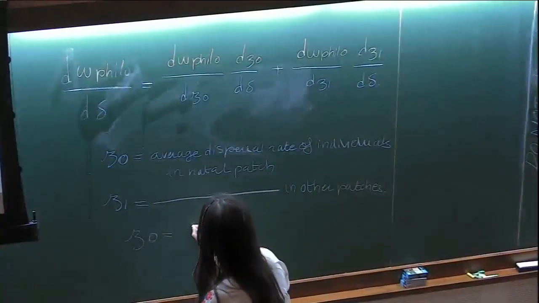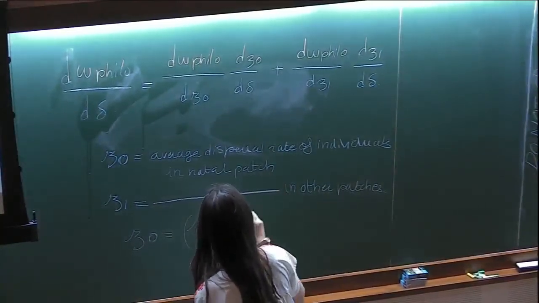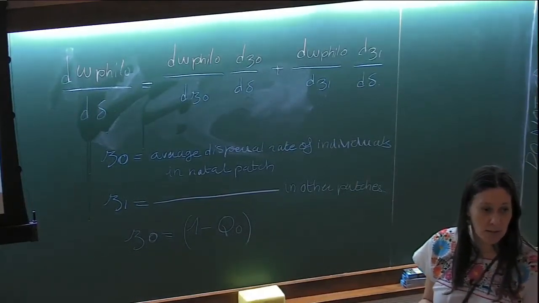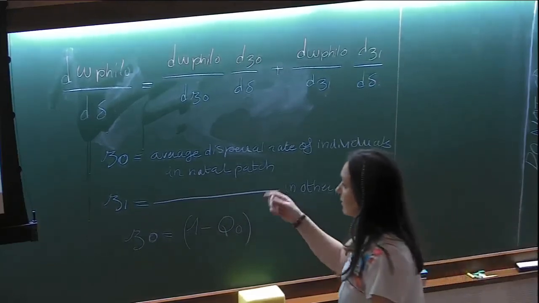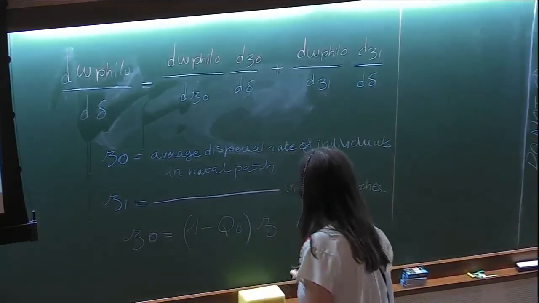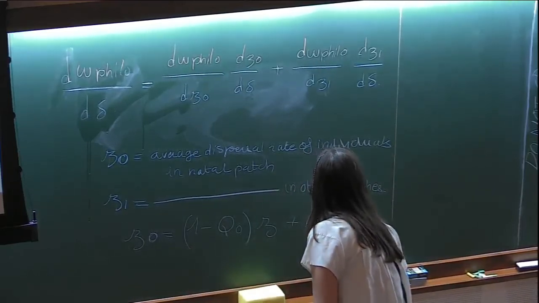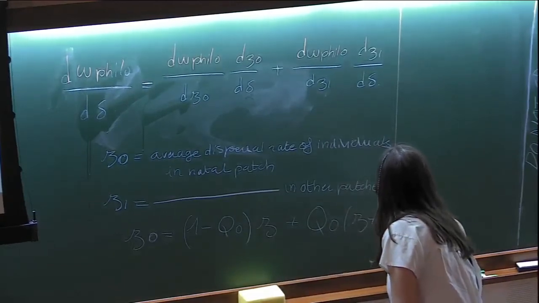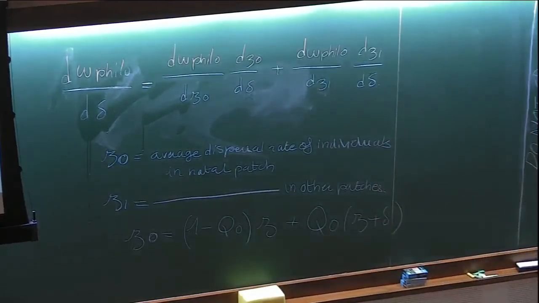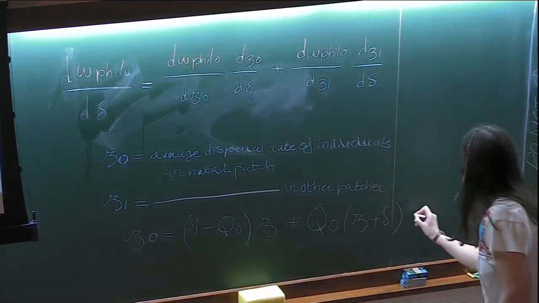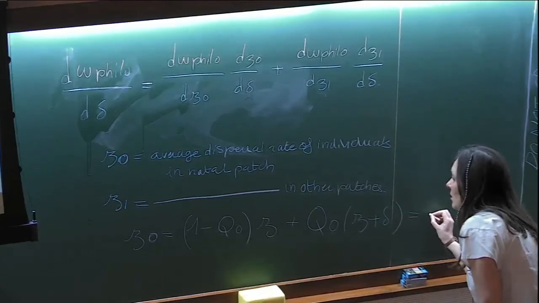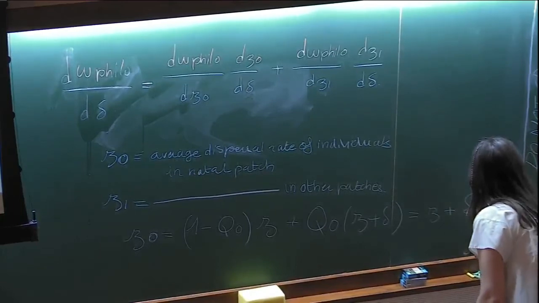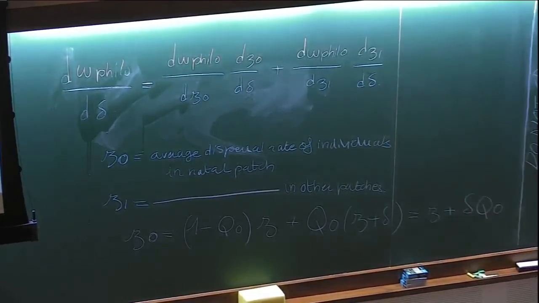And with probability 1 minus Q0, the other individual that you draw is not carrying the same gene as you, so it's carrying the big M allele, and its dispersal rate is going to be Z. And with probability Q0, it's going to carry the same allele as you, which means that its dispersal rate will be Z plus delta. Which means that the average dispersal rate in your home patch could be written something like that.